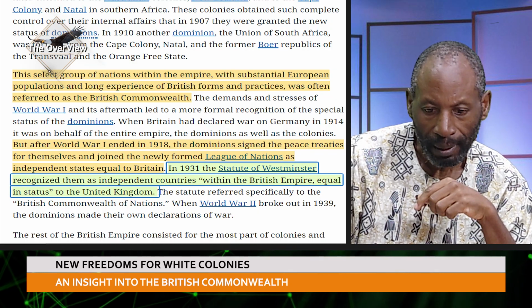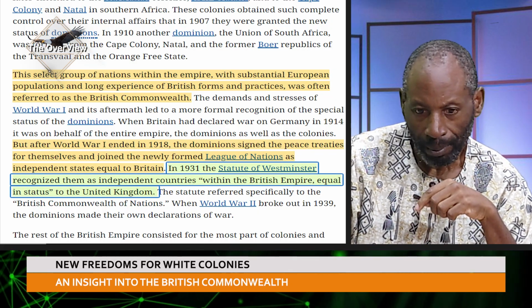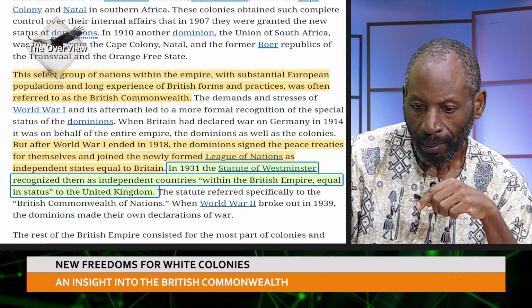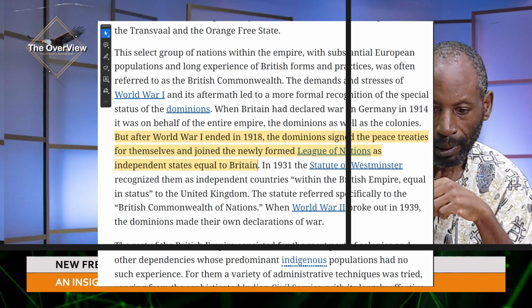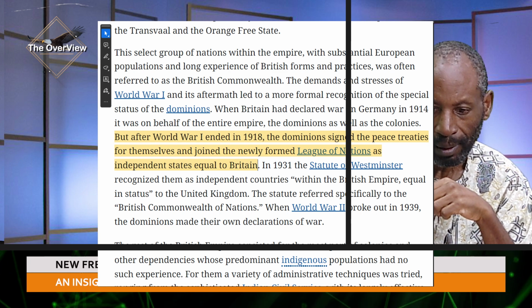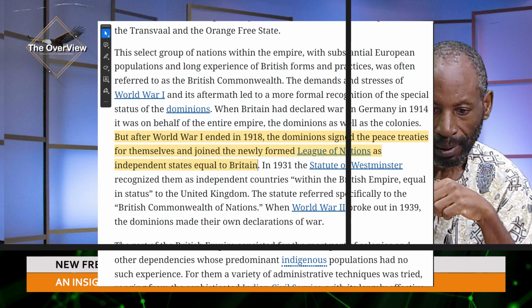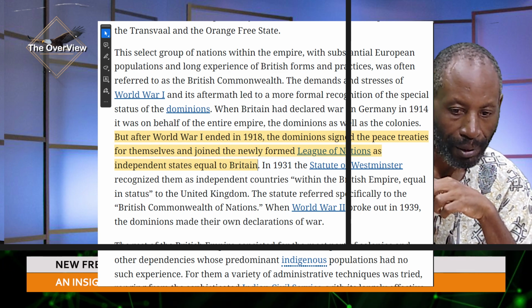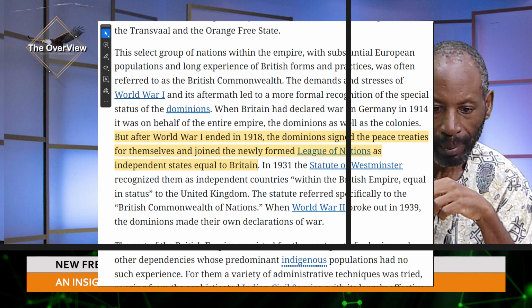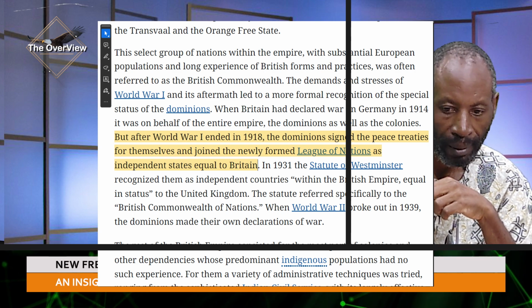After World War I in 1918, this is according to the Encyclopedia Britannica. I'm just giving some basic background to the Commonwealth. After World War I ended in 1918, the Dominions signed a peace treaty for themselves and joined the newly formed League of Nations as fully independent nations equal to Britain. See, these are the white-led colonies that became fully independent after World War I.